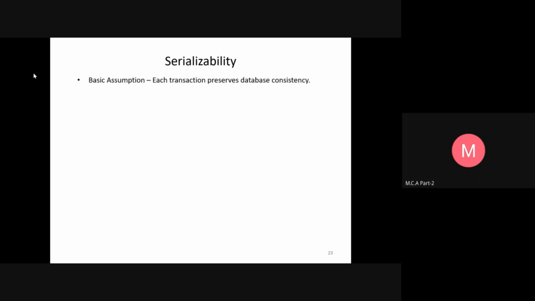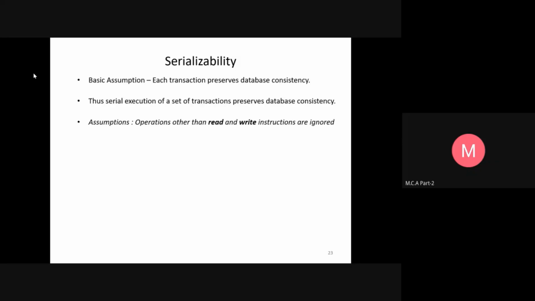The basic assumption that we are making is that each transaction designed by a programmer necessarily has to preserve database consistency. Once every transaction preserves database consistency, the DBMS can look at consistency across concurrent execution of transactions. So we just said that serial execution of a set of transactions will always preserve database consistency.